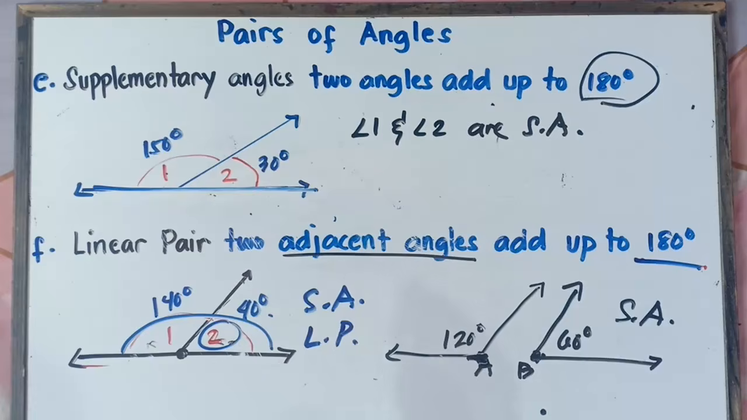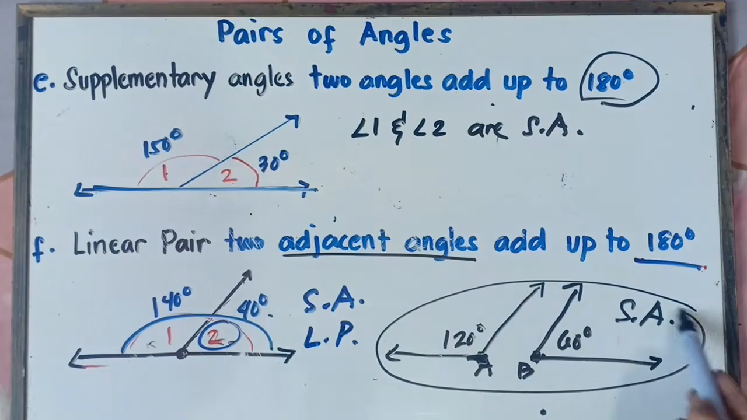I hope it's clear for you, class. A linear pair must be adjacent angles and they add up to 180 degrees. An example like this is just supplementary angles. I hope it's clear with regards to supplementary angles and linear pair. Alright, so let's proceed now to our activity.